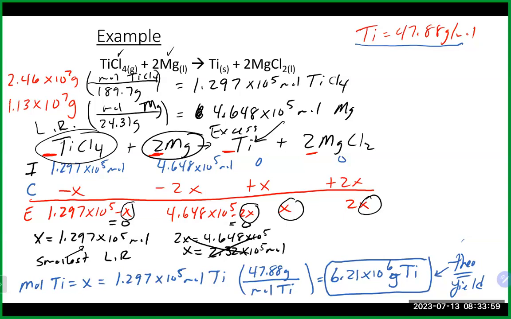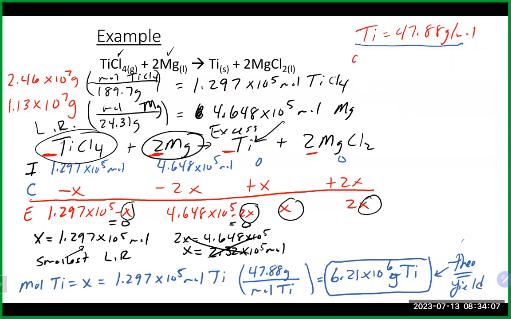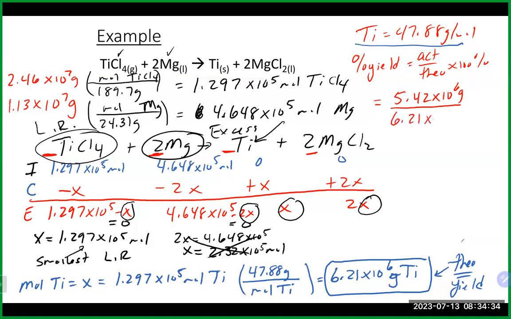Now, ultimately, in this case, we are looking for the percent yield. So our percent yield would be our actual divided by our theoretical times 100%. And in this problem, our actual is 5.42 times 10 to the 6 grams, which was given in the problem as the actual yield, divided by our theoretical 6.21 times 10 to the 6 grams, times 100%.